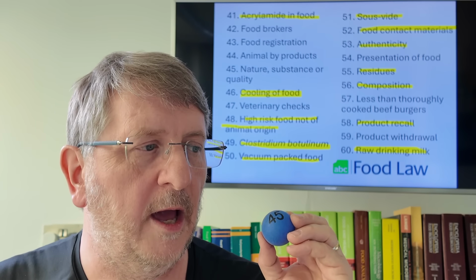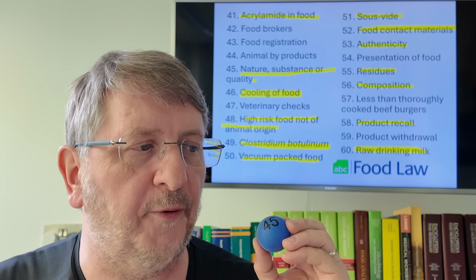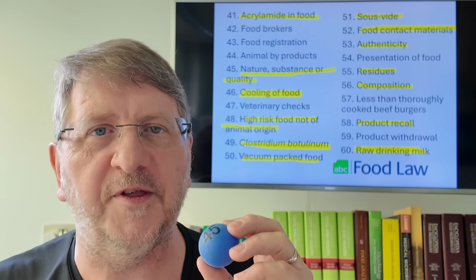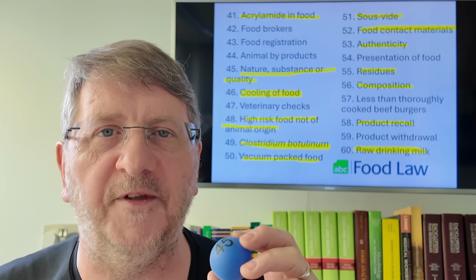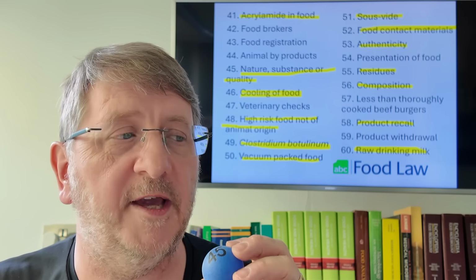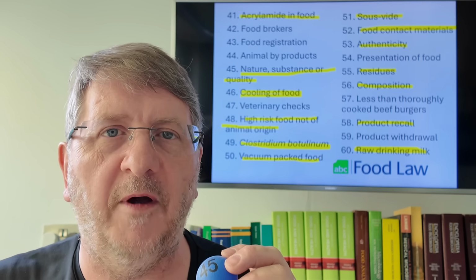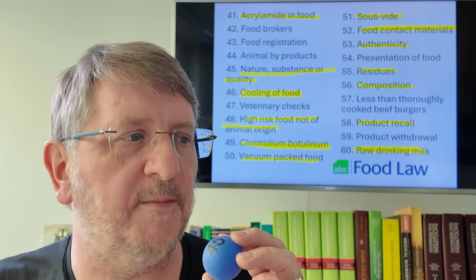Number 45, nature, substance or quality. Three offences created in food law. If you place on the market, to the prejudice of the purchaser, food that is not of the nature, substance or quality. Nature is the food you've asked for is not what you've been given. You asked for cod and chips, you've been given pollock and chips, for example.